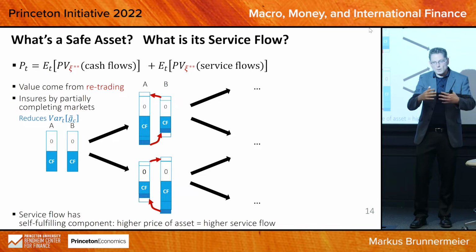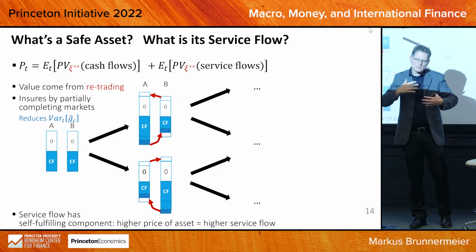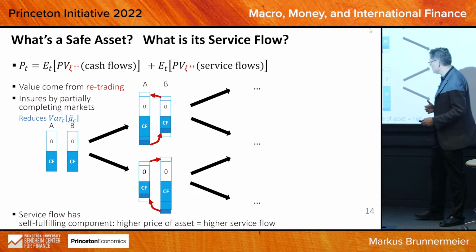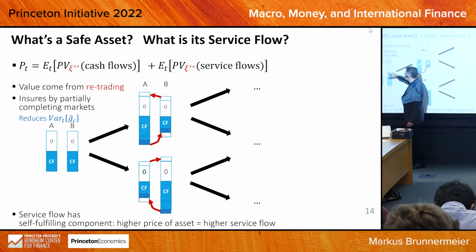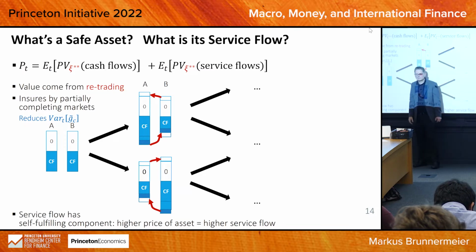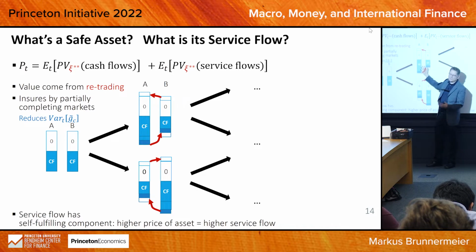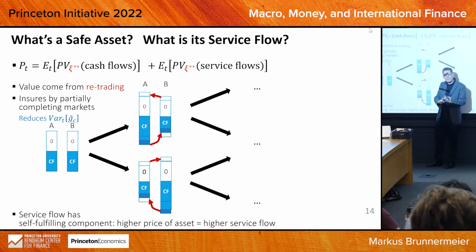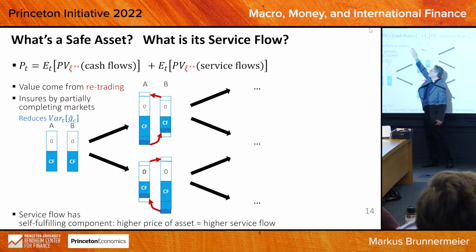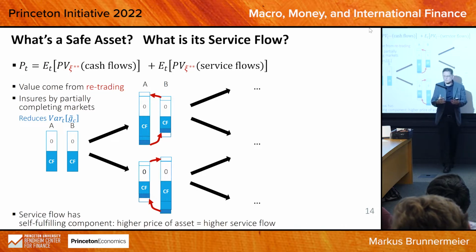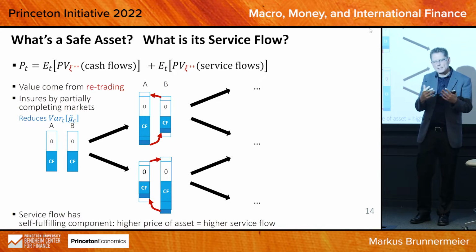So markets are incomplete, but through precautionary savings and retrading, you can complete it. Of course, there is a self-fulfilling component to that. There's another equilibrium where the safe asset has zero cash flows and has zero price. Then I cannot use it for retrading either, and I'm back to my old world. Zero service flow and zero cash flow, so it has a zero price. But it's more natural to have this positive one. As soon as I have some cash flow on it, then I can attach some service flow to it as well.